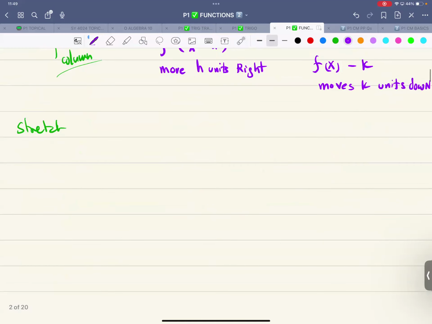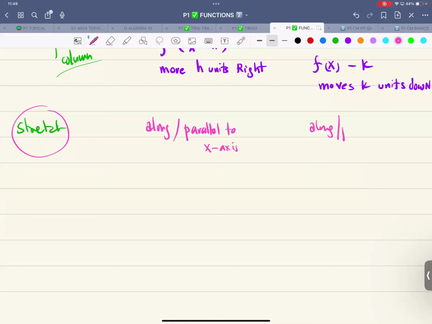Now let's talk about stretch. When we talk about stretch, it could be along and it could be parallel. Both words can be used. It could be along, or parallel to x-axis, and it could be along, or parallel to y-axis. When the stretch is parallel to x-axis, I think among all these six transformations, this one is the trickiest one. Let me first explain along or parallel to y-axis.